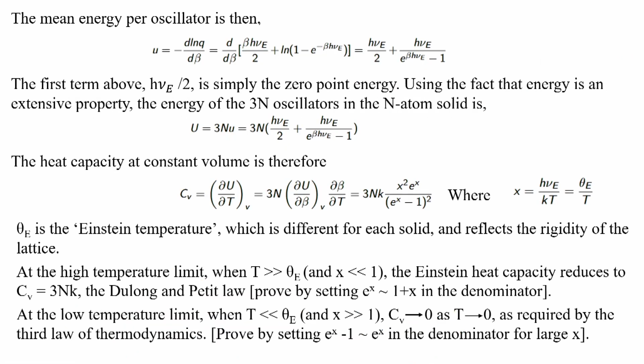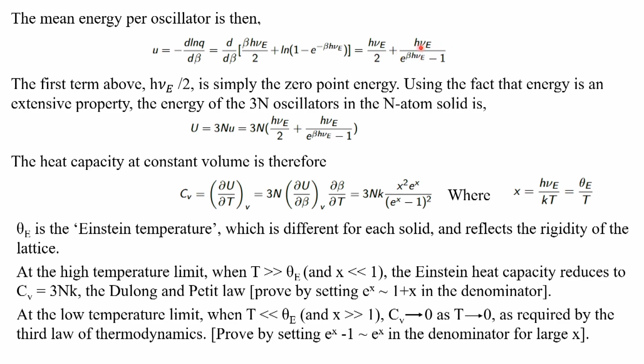So the mean energy per oscillator. In order to calculate mean energy, we need to differentiate this q, or partition function, with respect to beta, and we need to put a minus sign. So mean energy per oscillator will be minus del ln q by del beta. If we do the differentiation, we arrive at the final expression: h nu e by 2 plus h nu e by e to the beta h nu minus 1.